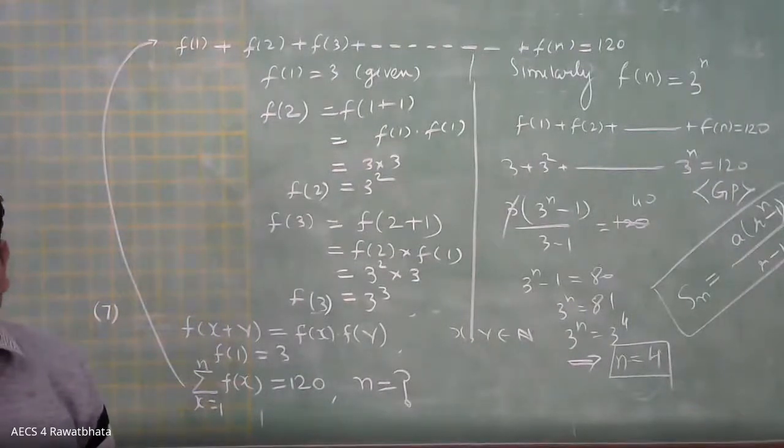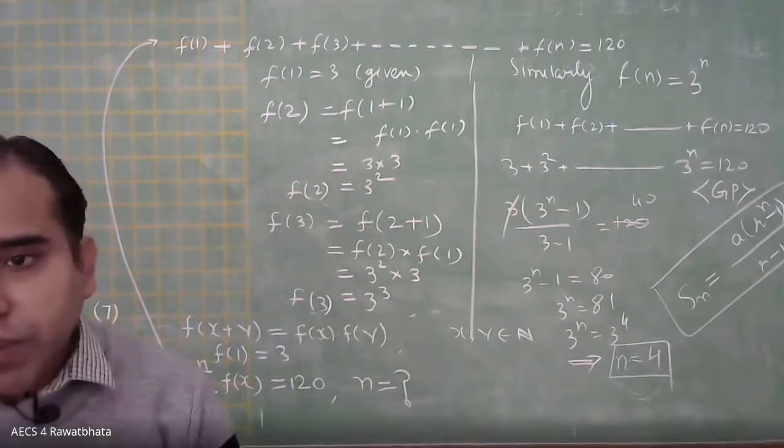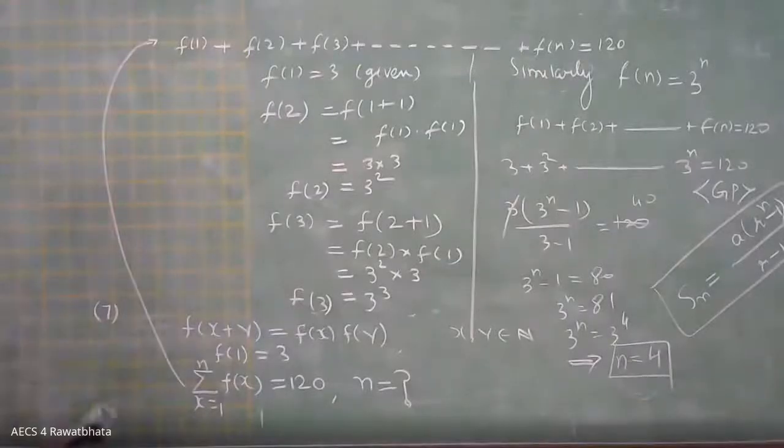Dhananjay Lohami, can you read the next question? 8th. Dhananjay or Gaurav Sharma, can you read 8th question? Yes, sir. The sum of some terms of GP is 315, whose first term and the common ratio are 5 and 2 respectively. Find the last term and the number of terms.